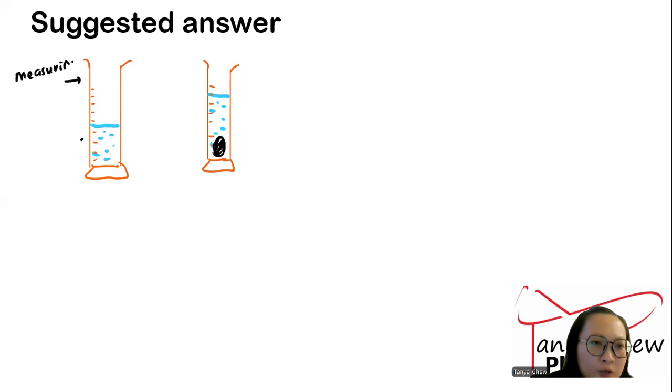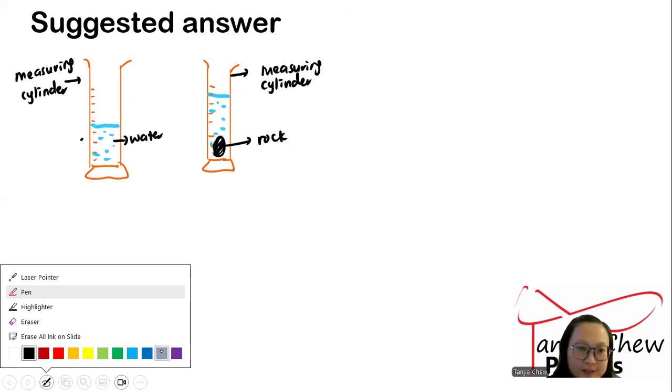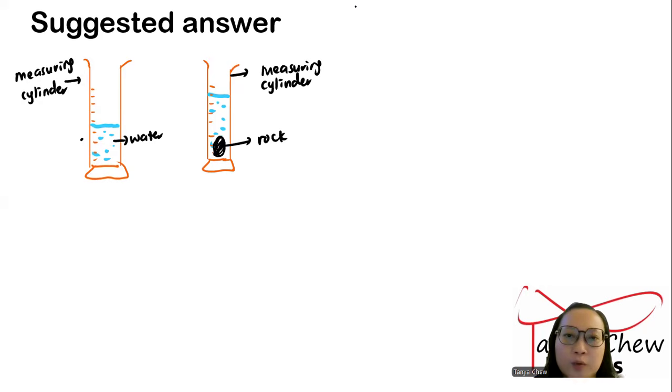Make sure that you write down. Just label it. This is water. And this is the same measuring cylinder. I don't know why it becomes shrink, right? This is the same measuring cylinder. And then this is maybe a rock. They will tell you irregular shaped object. Okay, so what are you supposed to write down is that, okay, first of all, set out the apparatus as shown in the diagram, right?